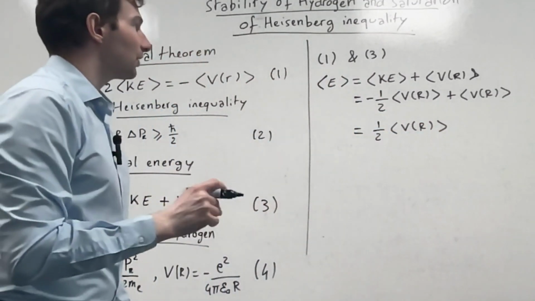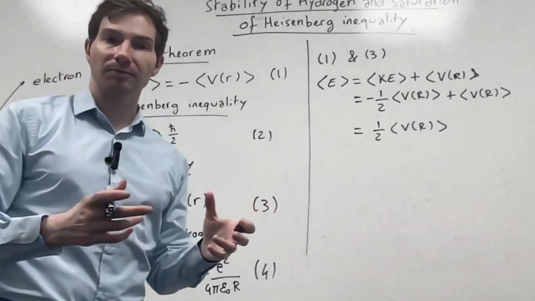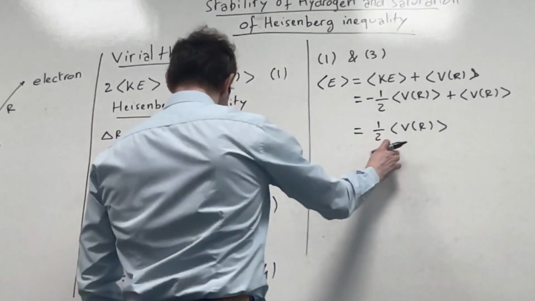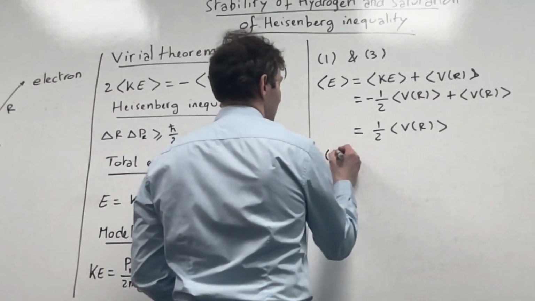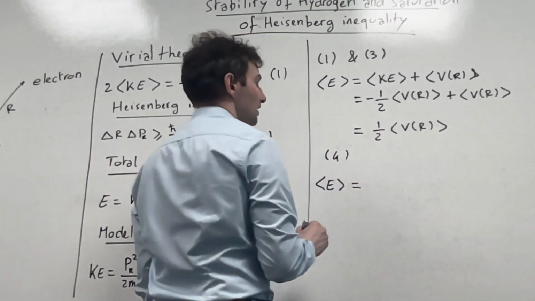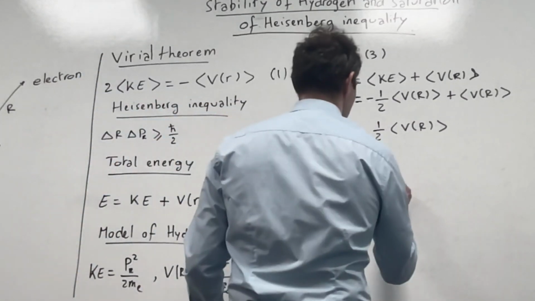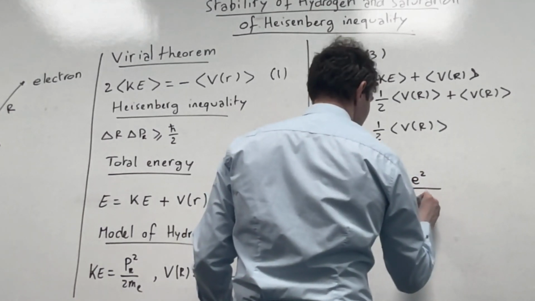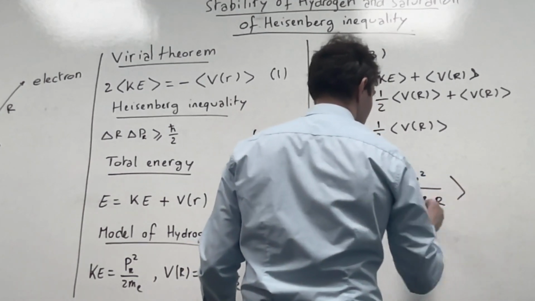Okay, now what I'm going to do here, so that's what I get from combining 1 and 3. So 1 and 3 again were this and that. Now, if I substitute just in there the Coulomb potential, so now I'm adding 4, I get that the expectation value of the energy is equal to a half of this quantity here. So that's times minus E squared over 4 pi epsilon 0 R, and obviously I need to take the expectation value of this stuff.